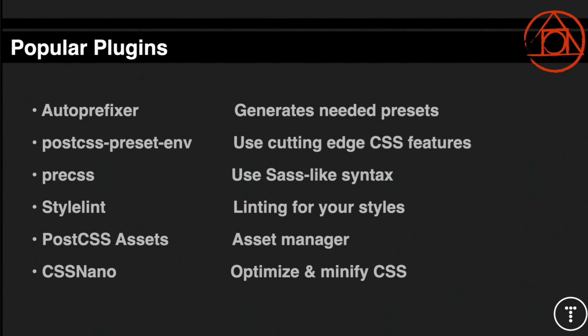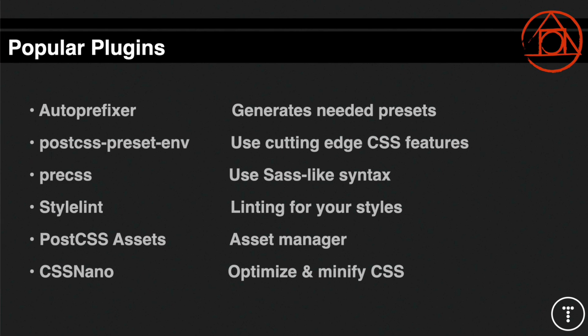All right, so like I said, I'm going to show you some of the plugins when we jump into some code, but just to mention them real quick. So Autoprefixer, we already talked about that. It will generate any needed presets. postcss-preset-env is a plugin that allows you to use the latest cutting-edge CSS features that aren't yet supported in the browser. So things like nesting and custom selectors, etc. It's pretty much like the preset-env plugin for Babel for JavaScript.